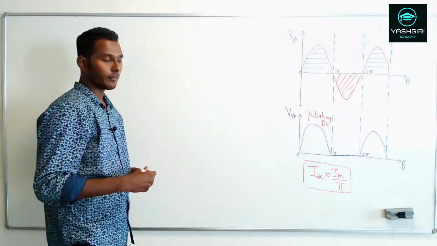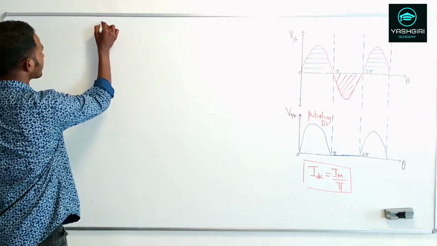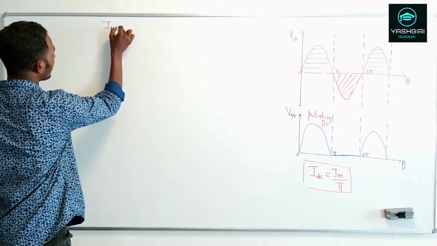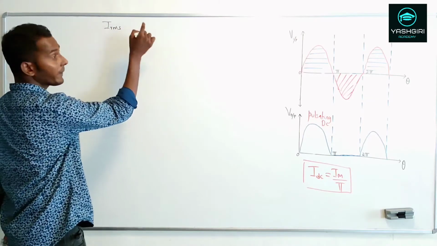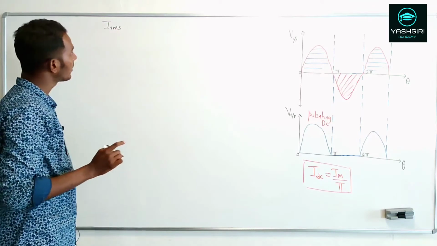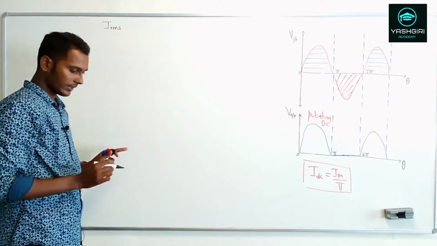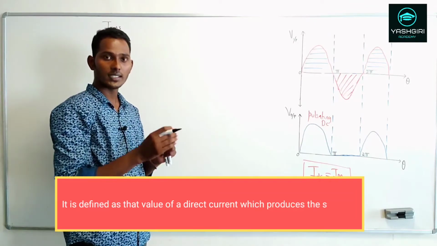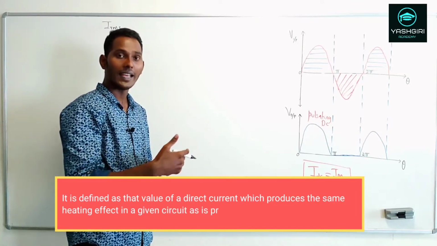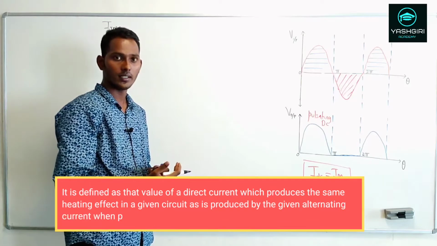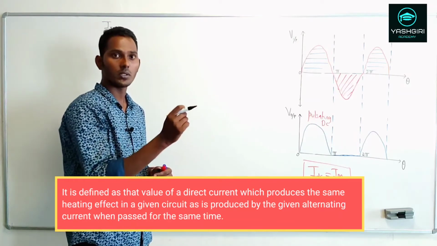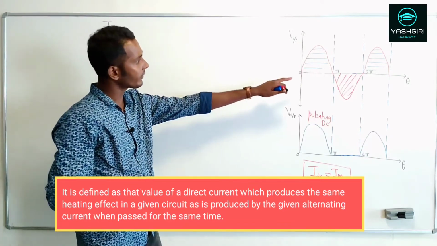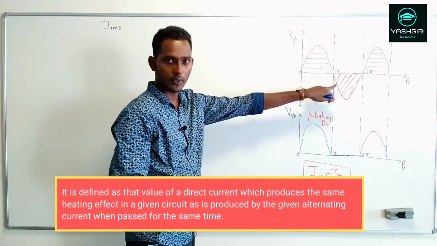So now the next thing we're going to calculate is the IRMS, or the root mean square value of a current. Now what exactly is it? It's the value of a direct current that produces the same heating effect in any given resistor as is produced by the alternating current signal for the same time period.